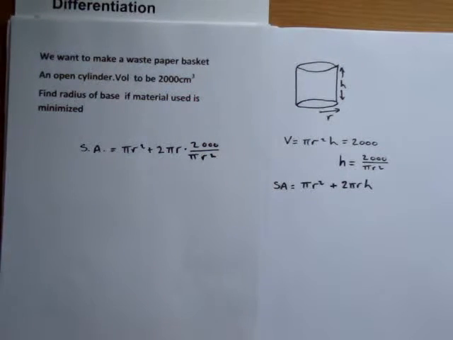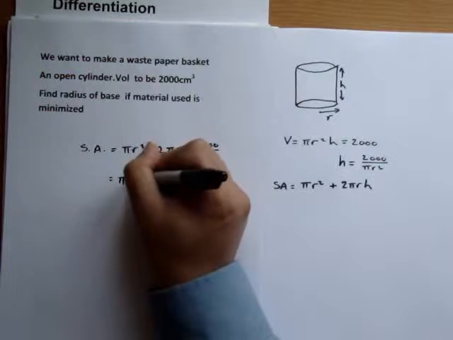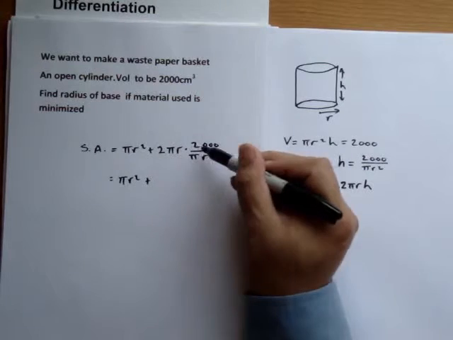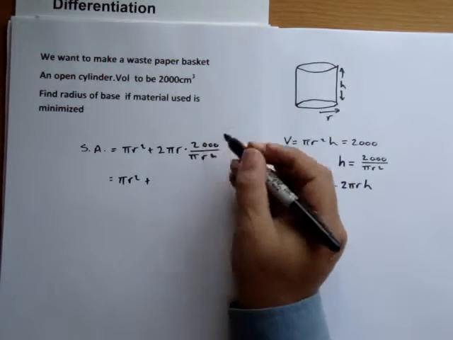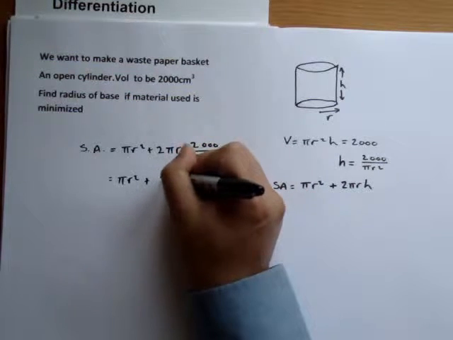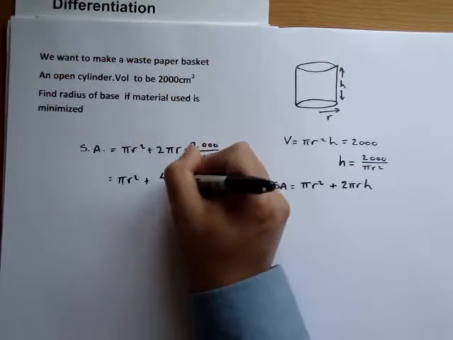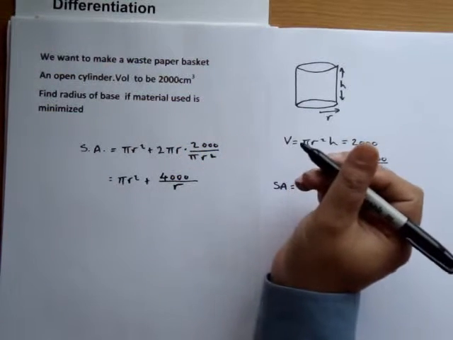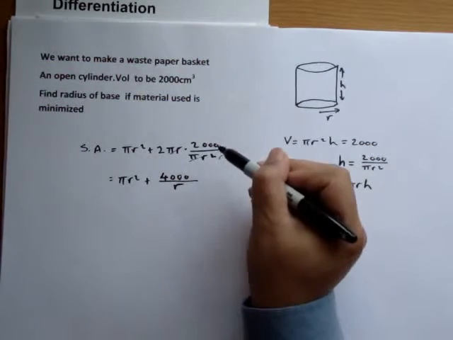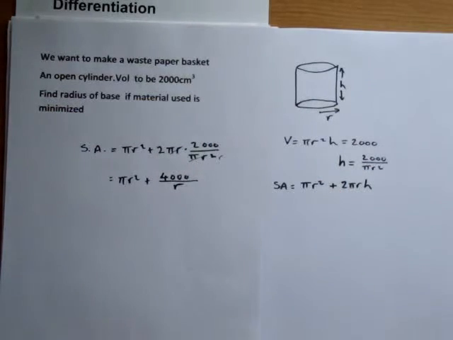So let's see if we can simplify this in some way. We've got pi r squared plus, one of these r's and the pi r can go, and then 2 multiplied by 2000 gives you 4000 over r. So 1 r remains, and 2 times 2000 is 4000. So pi r squared plus 4000 over r. So that's our surface area.